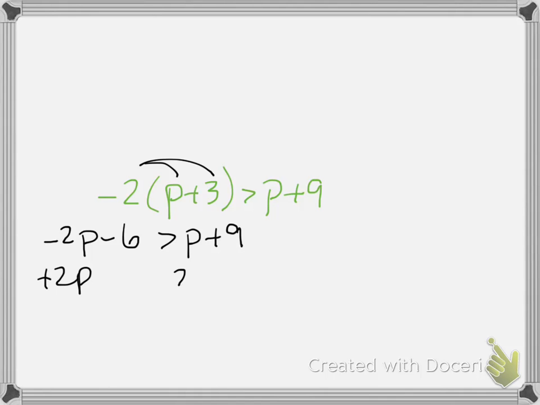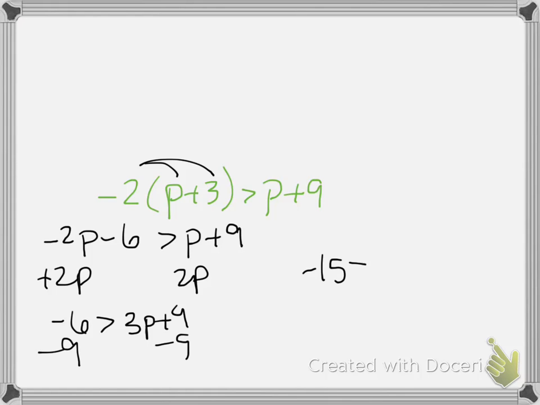I'm going to add 2p. So I get negative 6 is less than or equal to 3p plus 9. Subtract 9, so negative 6 minus 9 is negative 15. Right now I'm multiplying by 3, so to get rid of it I need to divide.